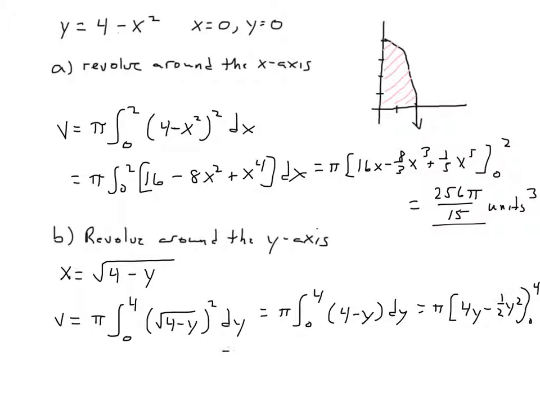So when I do that one, obviously when 0 goes in, it's going to be 0. So it's going to be pi times, when I put in 4, I get 16 minus 8. So the result is going to come out to be 8 pi. I didn't have to worry about the 0 because when I did that lower limit, it would end up being a minus 0 there. So the result is 8 pi cubic units.